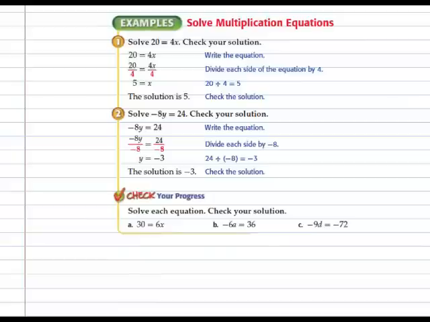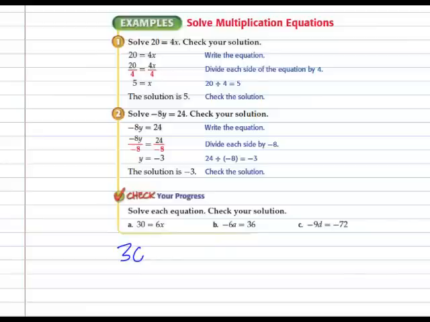In example 1, 20 equals 4x. I divide each side of the equation by 4, a non-zero number. My solution then is 5 equals x. So the solution to 20 equals 4x is x equals 5. Number 2, negative 8y equals 24. I'm going to divide both sides of my equation by negative 8. The solution to my equation then is negative 3 because y equals negative 3.